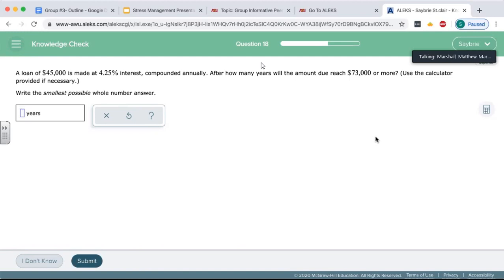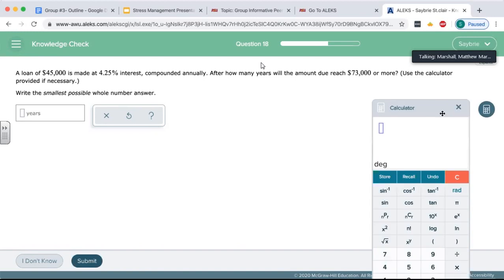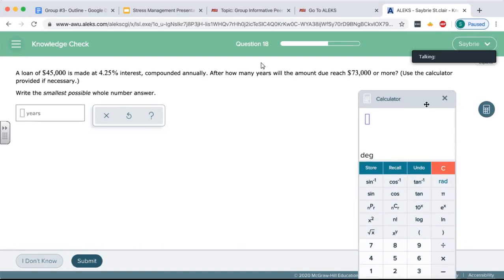Compounded annually. Alright, so let's write down those numbers. So 45,000, 73,000, 4.25%. Alright, you want to switch over?